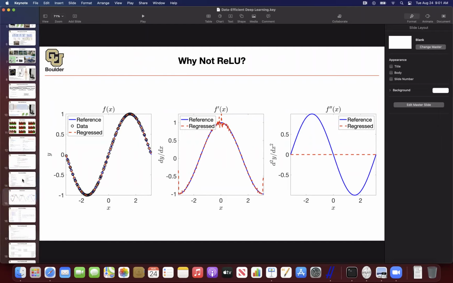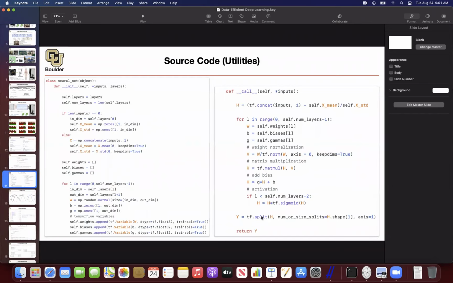Actually, to be honest, we are not using tanh. We are using this activation function: x times sigmoid of x. And this is going to approximate ReLU. It's going to be a smooth approximation to your ReLU function. You need it to be smooth.